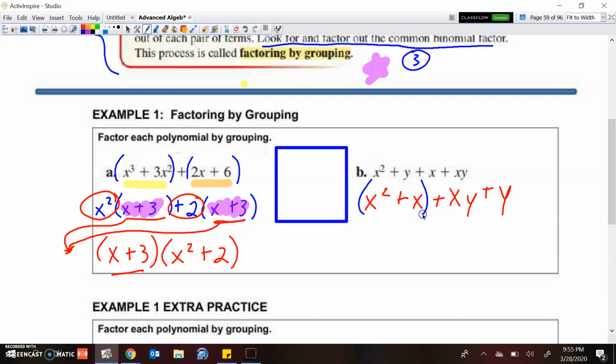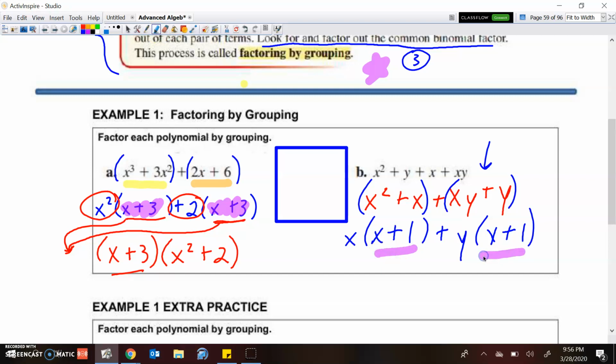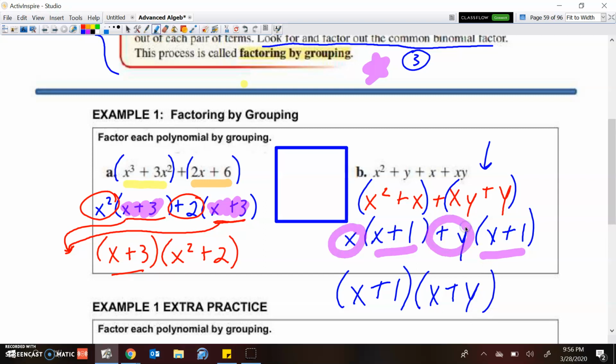I'm going to group my first two, group my last two. I'm going to factor an x out of the first term, so I'm left with x plus 1. If I redistribute that, I get x squared plus x. Then on this second binomial here, I can factor a y out. I'm going to get x plus 1. Notice again, we did a good job because those are the same. So when I write my answer, it's going to be x plus 1 and then x plus y. So I write what was in common to both of them, and then I write whatever was remaining next.